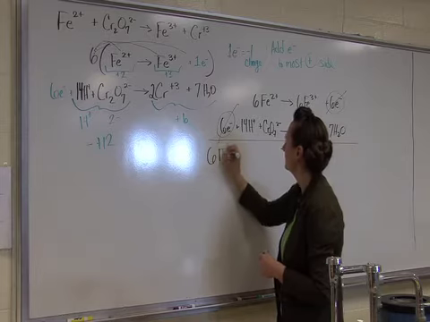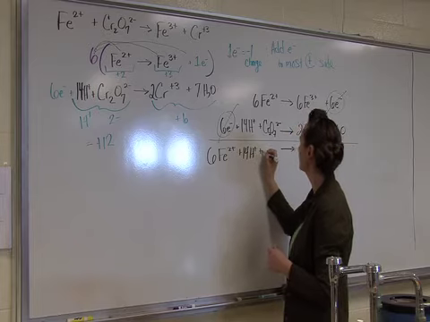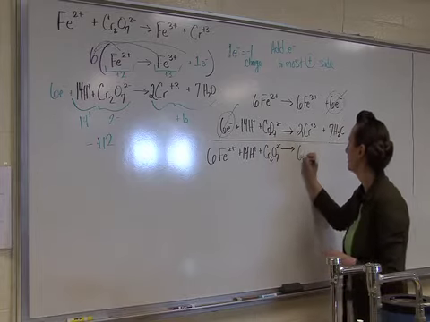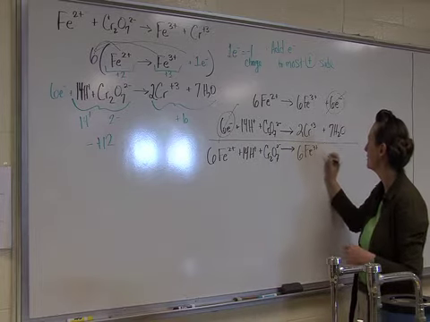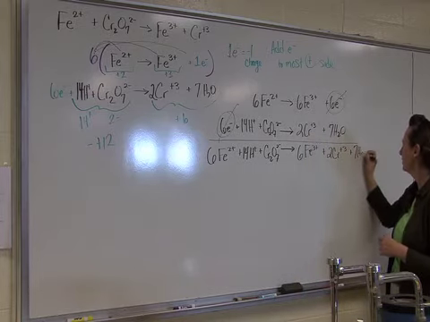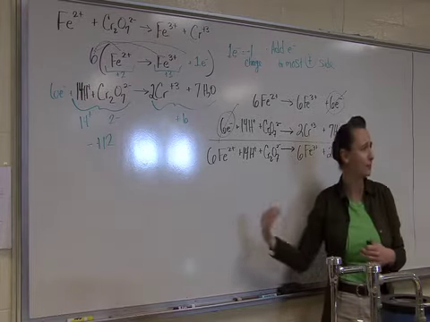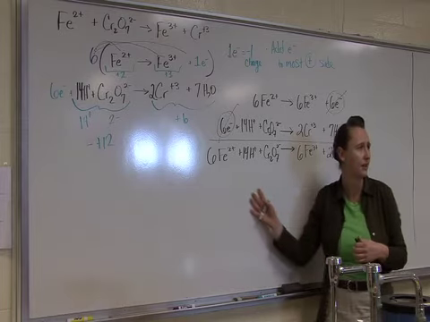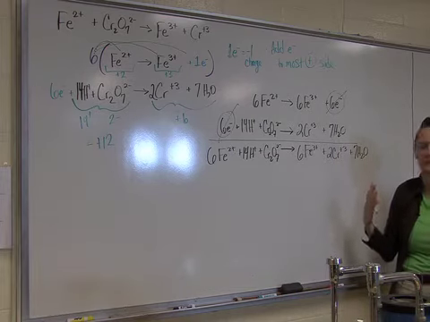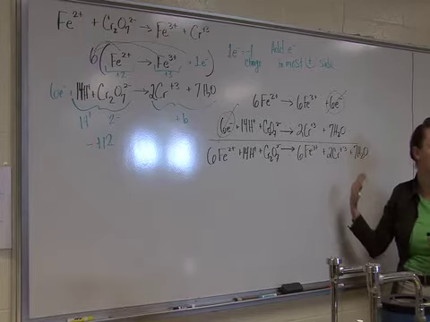So 6 Fe 2 plus 14 H plus Cr2O7 2 minus goes to 6 Fe 3 plus 2 Cr 3 plus 7 waters. And then if you wanted to make sure this was balanced, you could go back to like you did in 151 and just count all the atoms on each side, making sure you have the same number of irons and hydrogens and chromiums and oxygens. But when you get done, the charge is also the same on both sides.